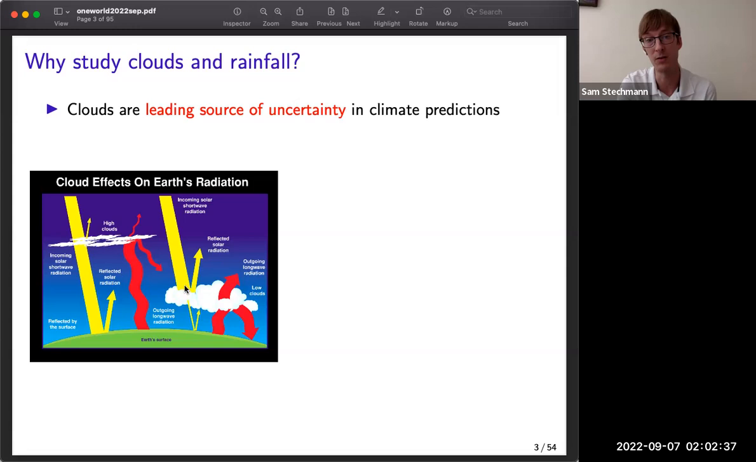Clouds can reflect incoming solar radiation back to space, which can have a cooling effect on Earth, and clouds can also absorb outgoing long-wave radiation from the Earth's surface and re-radiate it and have a warming impact. And different types of clouds can have different impacts. And so these are uncertain effects that we need to understand better.